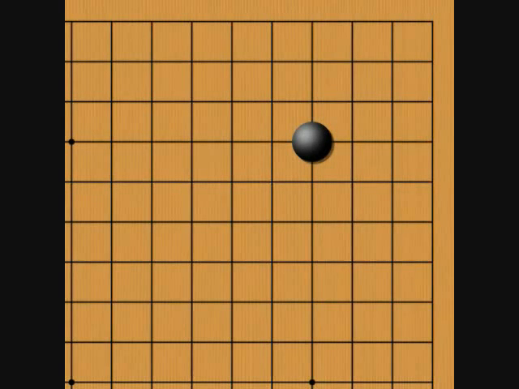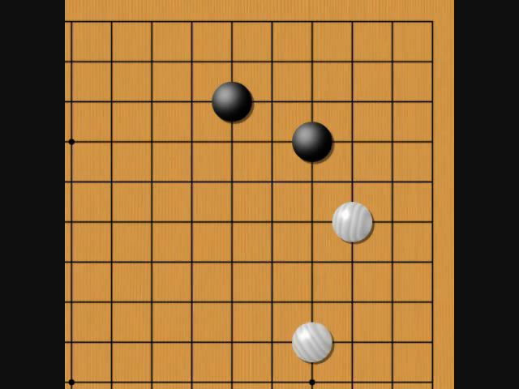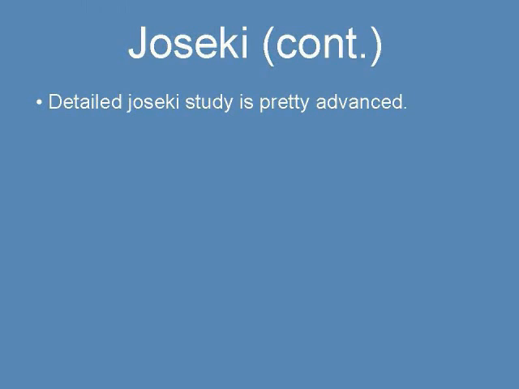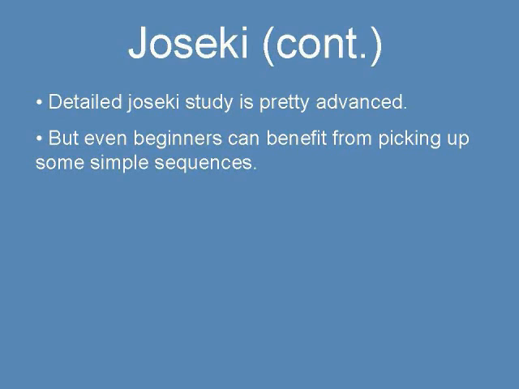Joseki can be quite complex, but may be as simple as this sequence. If black opens on the star point, white has a good approach here. The most standard, if somewhat counterintuitive, response for black is here, after which white settles on this side. In-depth Joseki study is pretty advanced, but even beginners can benefit from picking up some simple sequences like this. At least it provides some basically sound ways to play, and you can't go too wrong.